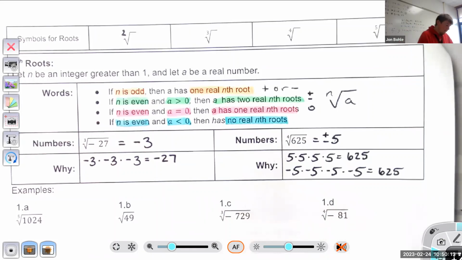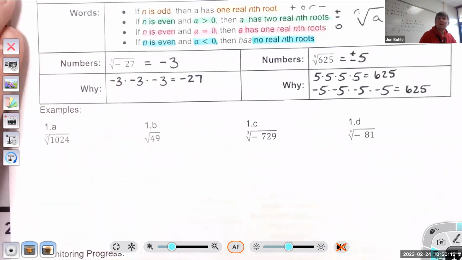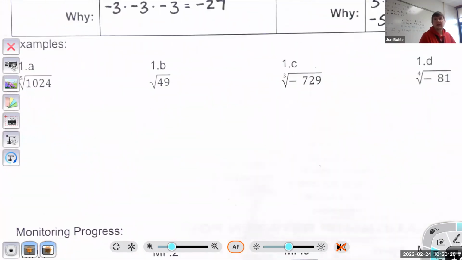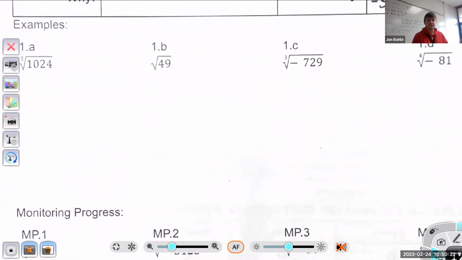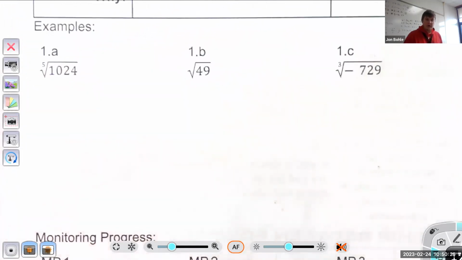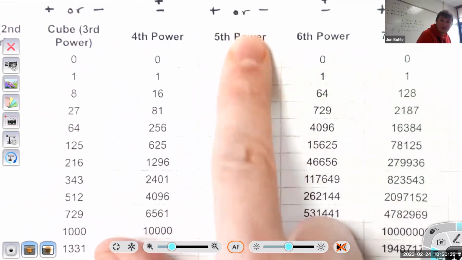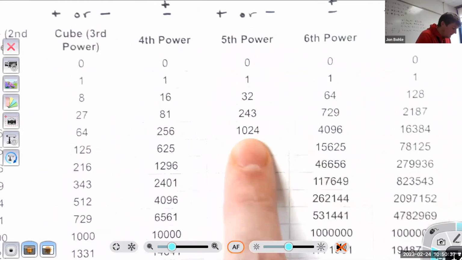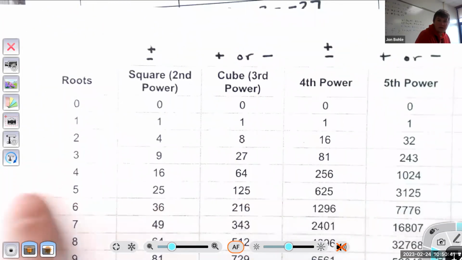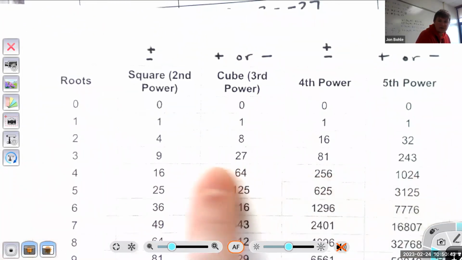Okay. Ready? Let's just start by finding some roots. Everybody loves a good root. Okay, 1a, the what root of 1024? What root of 1024 am I looking for? Fifth root of 1024. So I'm going to go here. Here's 1024. The fifth root of it is 4. It's kind of hard to see because I crammed so many numbers.